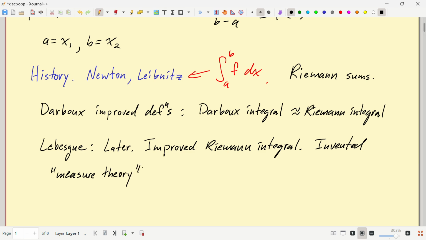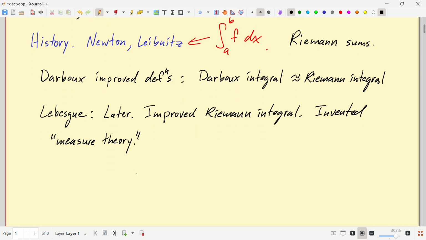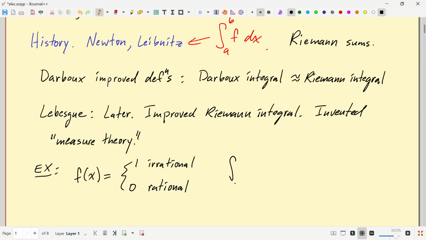Okay, and I guess I want to say a few words about Lebesgue. In the classic example of a function, f of x is 1 on the irrational numbers and 0 on the rational numbers. And it was bugging people back in the time of Riemann: what is the integral from 0 to 1 of f of x dx?